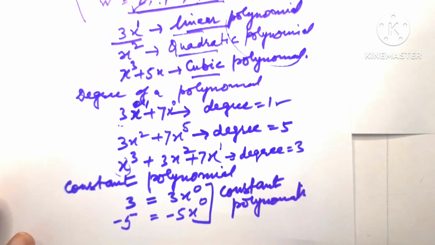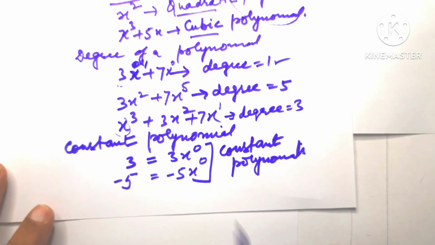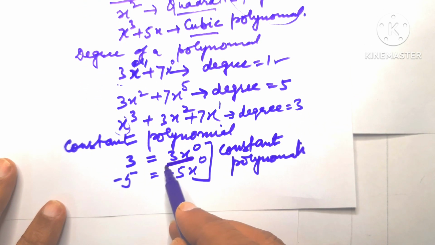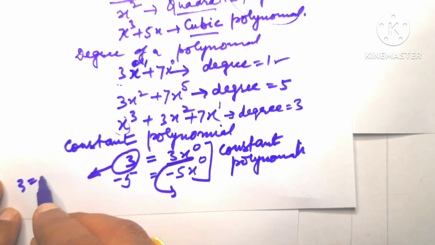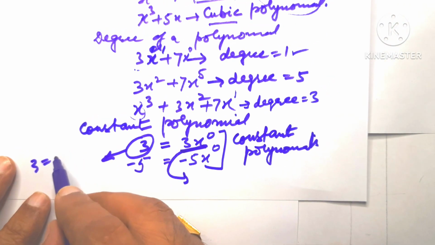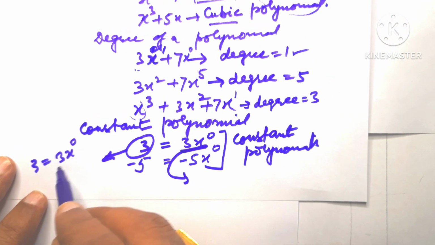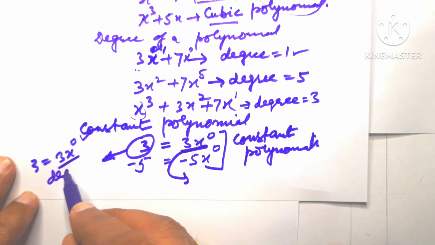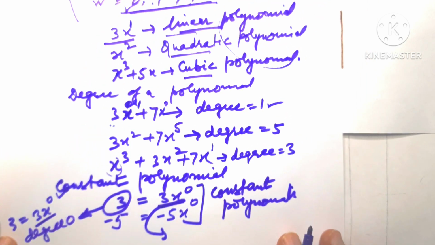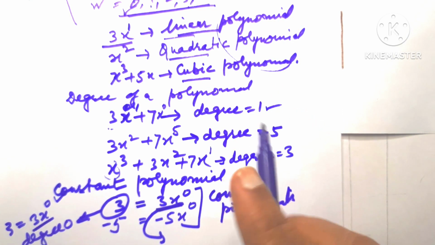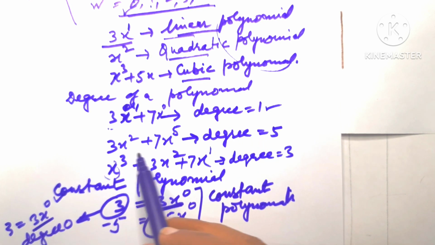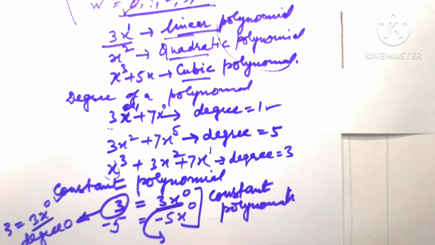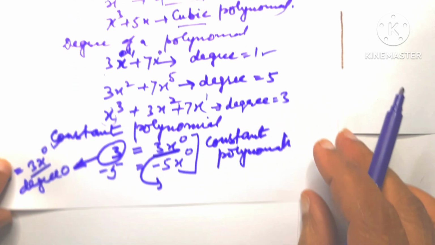So these are the basic concepts that we must know. And what is the degree of this polynomial? Degree of this is 0, because 3 is equal to 3x to the power 0. So the maximum power is 0. So degree is 0. So degree we must understand: the degree of linear polynomial, quadratic polynomial, and cubic polynomial is 3. Constant polynomial we have discussed.